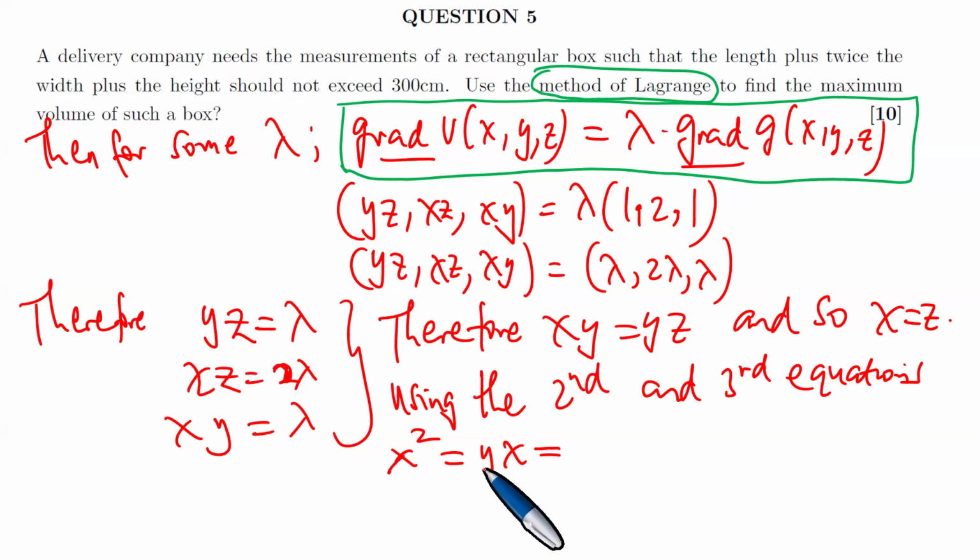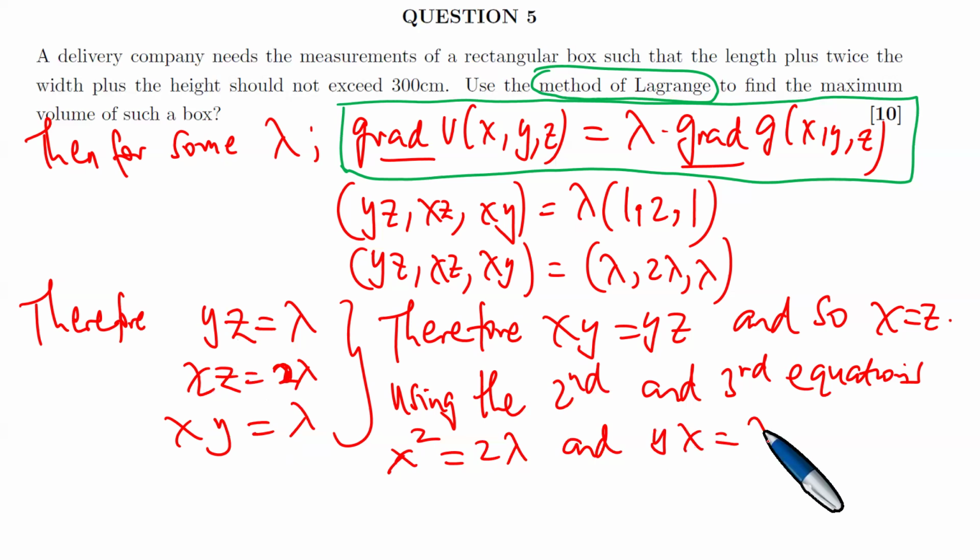Okay, I need to write this carefully. Right, so obviously, if x equals z here, in the place of z, you put x, so it's going to be x squared equals 2 lambda. Let's just write that one. To avoid mix up, you have x squared equals 2 lambda, because x equals z, and here we replace z by x getting x squared, so we can replace z by x getting yx equals lambda.